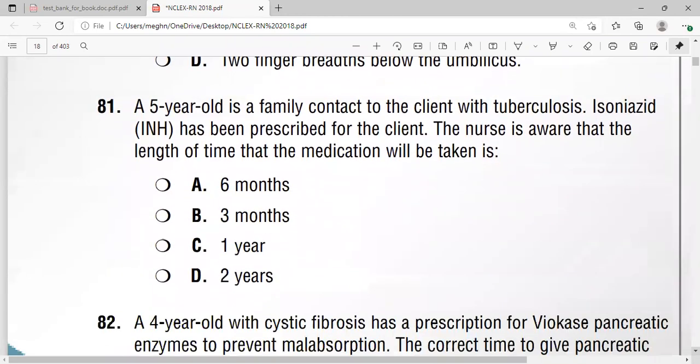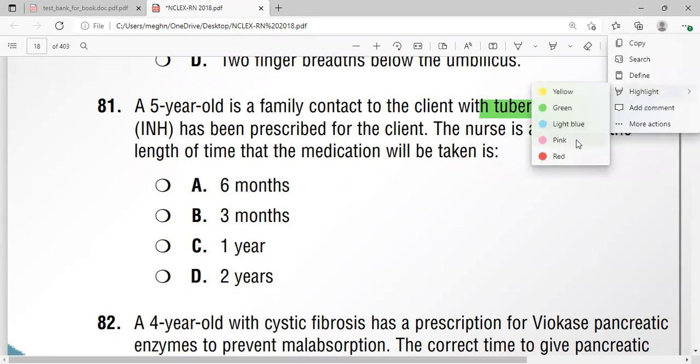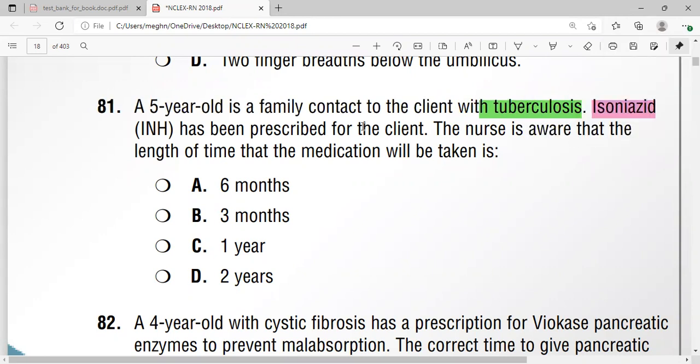Next, yeah. A 5-year-old child is a family contact to a client with tuberculosis, so a pediatric patient. Isoniazid is a medication we use for tuberculosis. It has been prescribed for the client. The nurse is aware of the length of time that the medication will be taken. So what is the medication name? Isoniazid. So how long is the medication supposed to be used?